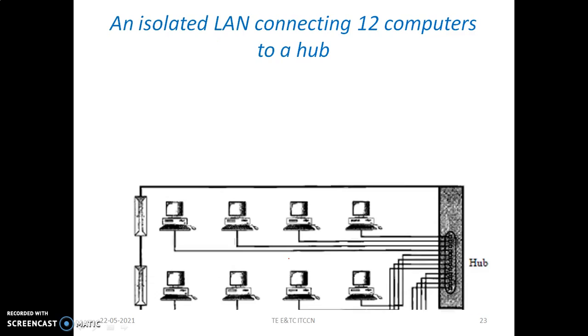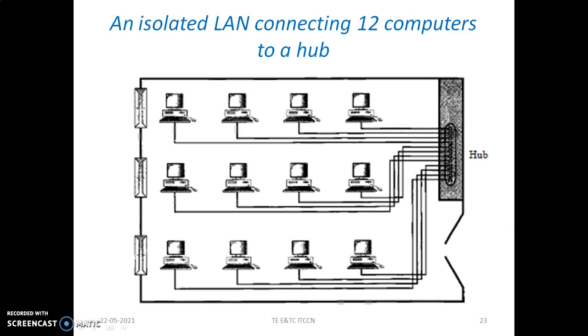Now going ahead. This is a pictorial diagram that indicates an isolated LAN connecting 12 computers to a hub station. Isolated means a separate, independent LAN, so isolated is the word used. This is a hub station, and in a star mode it is connected: 1, 2, 3, 4. So a total of 12 computers are connected to a hub station. So this can be an example of a LAN.